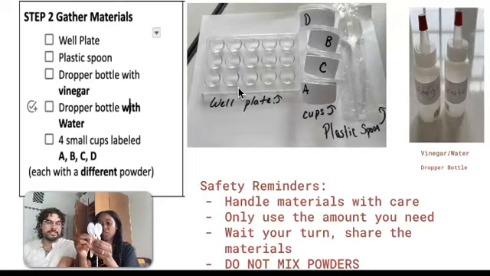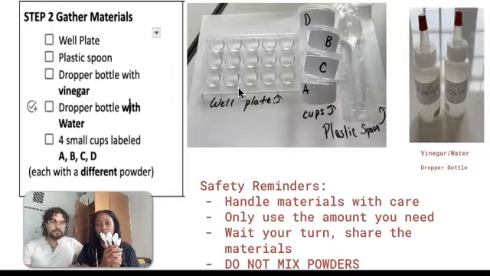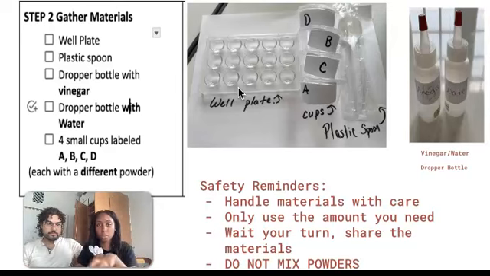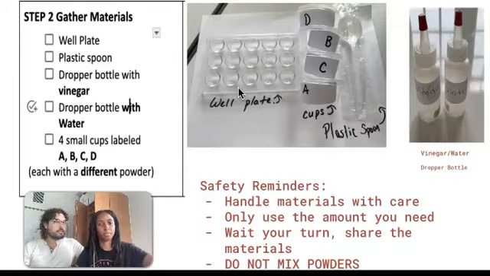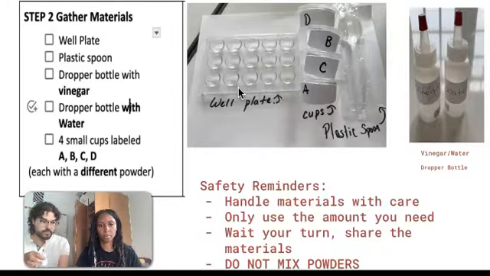Now there's 4 plastic spoons labeled A, B, C, and D. Nice. These are materials that are going to be shared amongst everyone at the table group, not just between you and your partner. You'll also have 2 dropper bottles. So you're going to see one labeled vinegar and one labeled water.